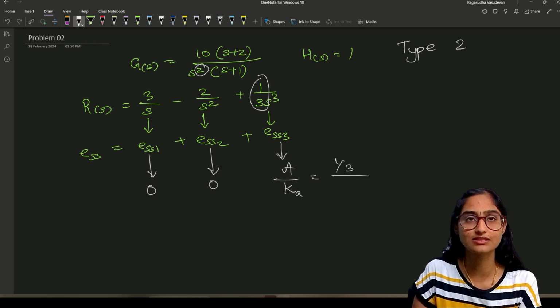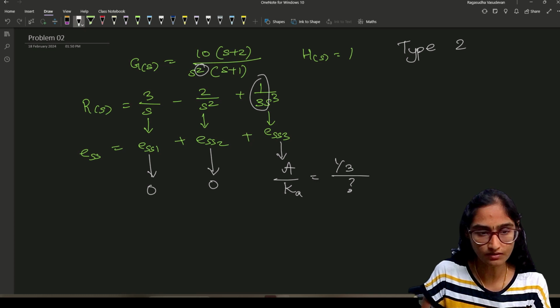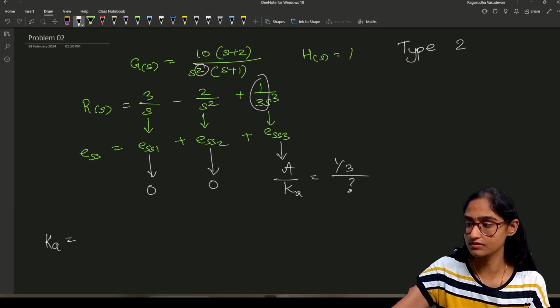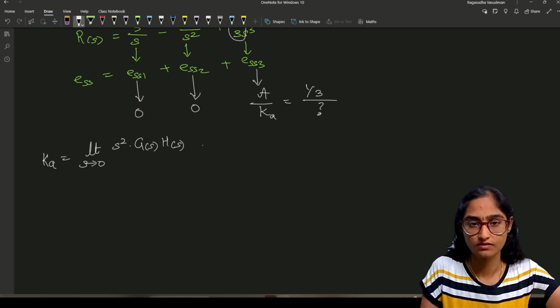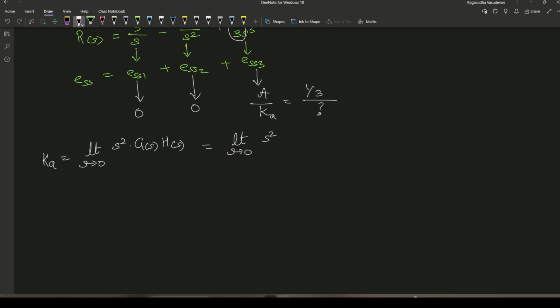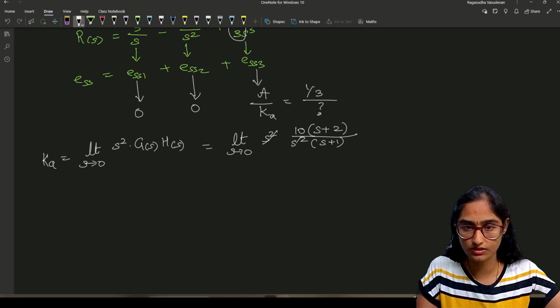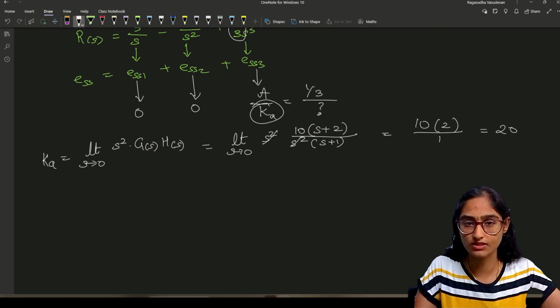This is Ka, acceleration error constant. Okay, we will find out this acceleration error constant alone for now. Okay, what is Ka? Ka is equal to limit s tends to 0, s square into G of s H of s, which is equal to limit s tends to 0, s square into s plus 1. So these two terms will cancel. So when s tends to 0, this is equal to 10 into 2 divided by 1. So Ka is 20 in this case. What is Ka? Ka is 20.